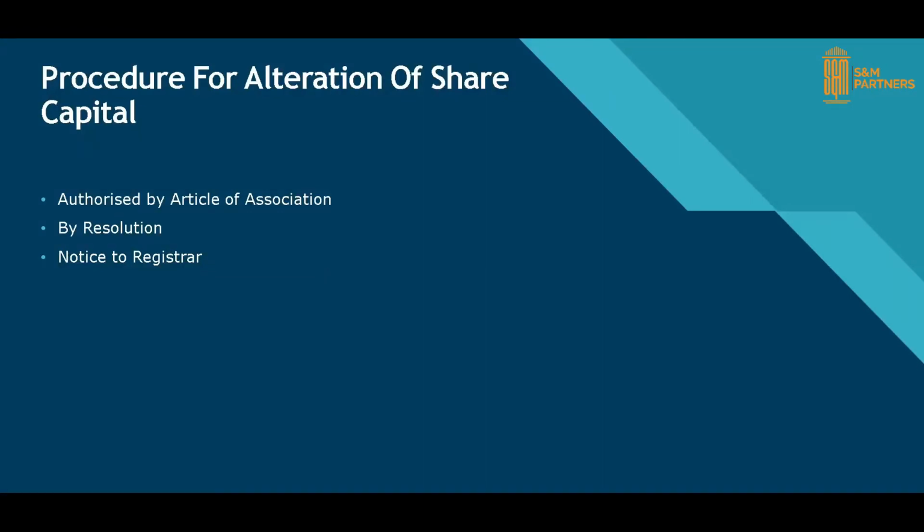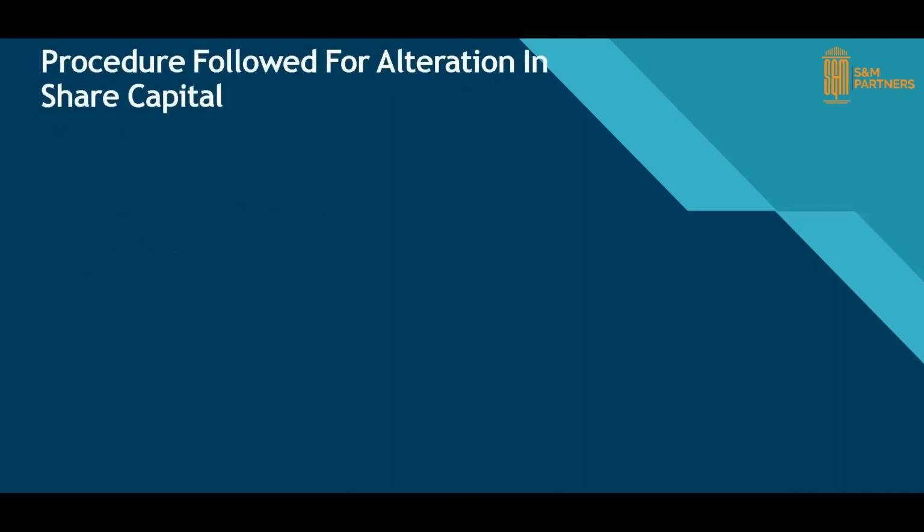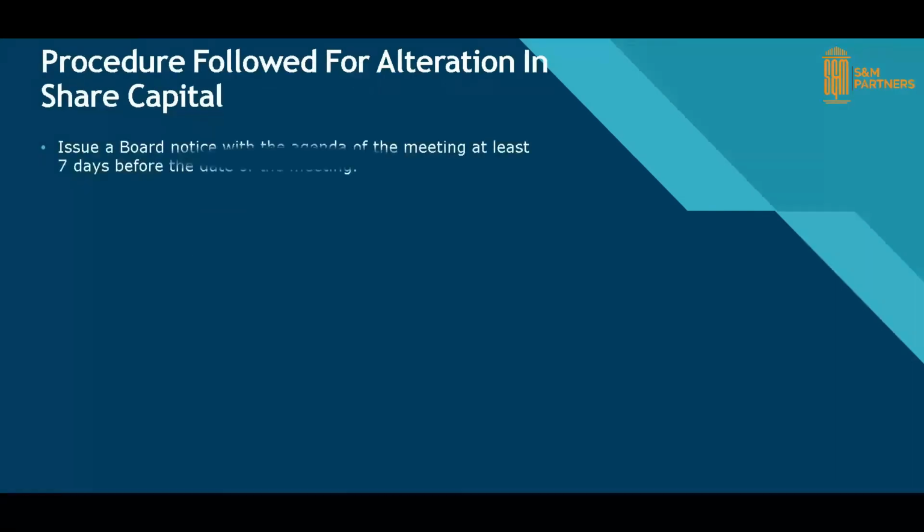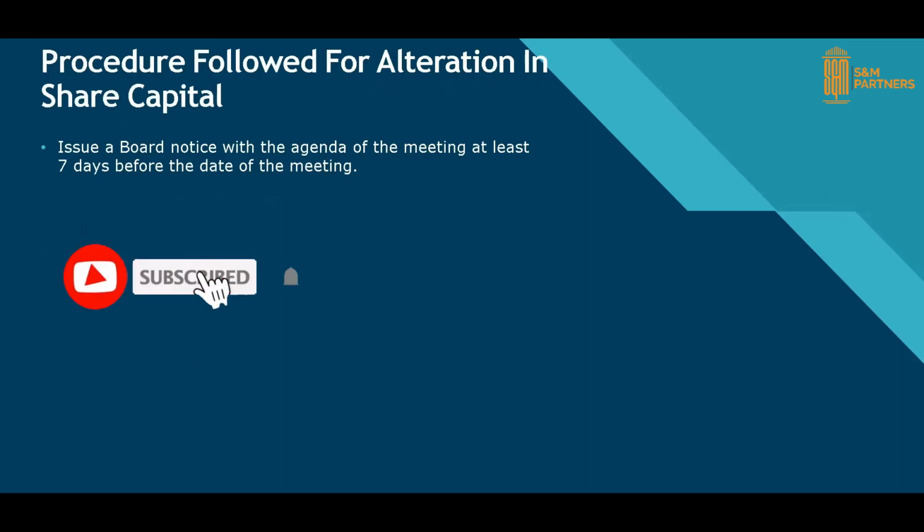depth of how the procedure is to be followed. So, the procedure followed for alteration in share capital. The very first thing is that a board notice is given regarding the agenda of the meeting, and that notice is given exactly 7 days before the date of the meeting. So if the meeting falls on the 17th, suppose, then at least 7 days before, on the 10th of the particular month, the notice shall be given about how the meeting is going to be and what the agenda of the meeting is.